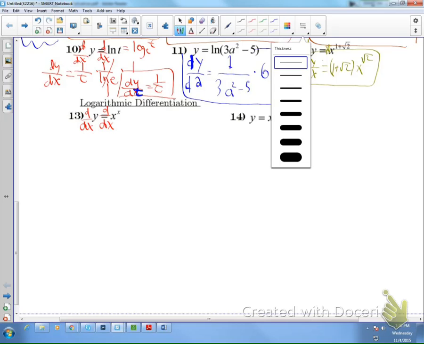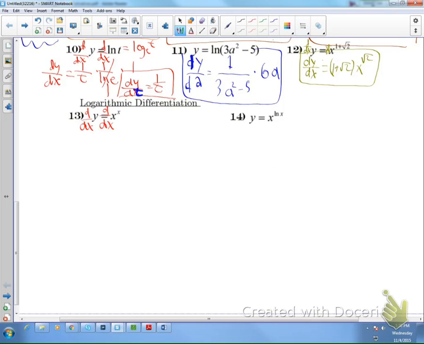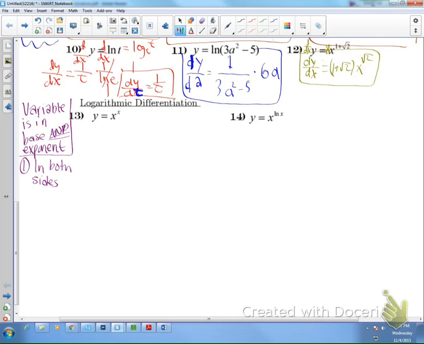So essentially, I don't want that color, let's do purple. Essentially, the first step is, and I'll put a note, this is when the variable is in the base and the exponent. It's in both positions. To get it out of the exponent so that you don't have it in 2 positions, step 1 is we're actually going to natural log both sides. Natural log both sides. Okay, so let me erase this first. Okay, natural log both sides.